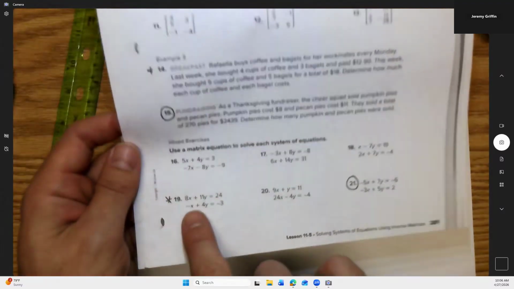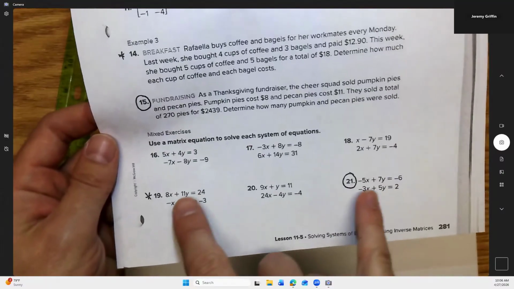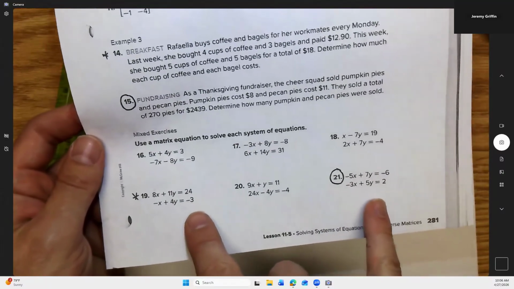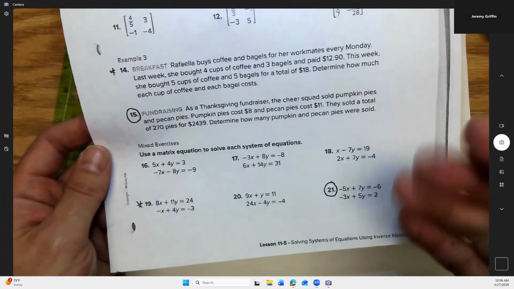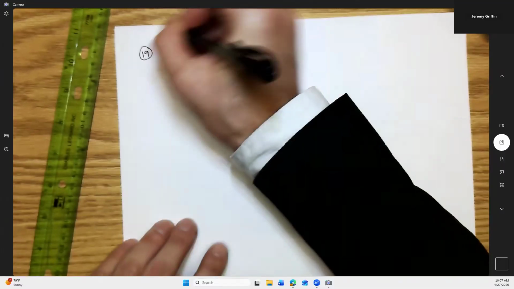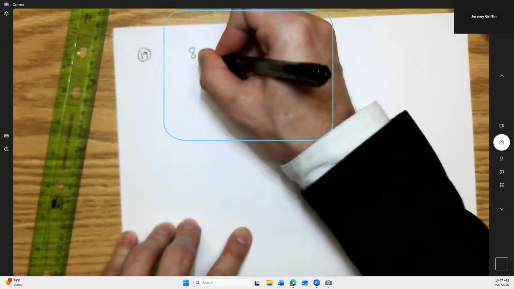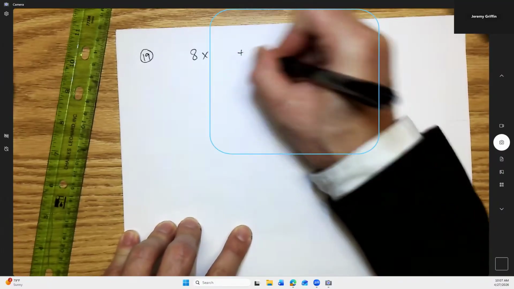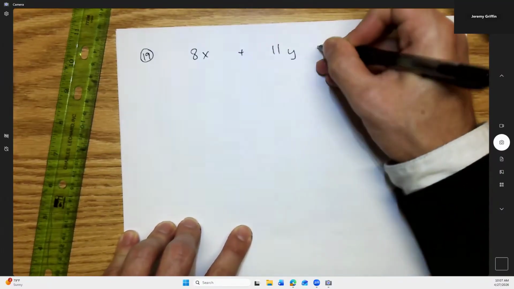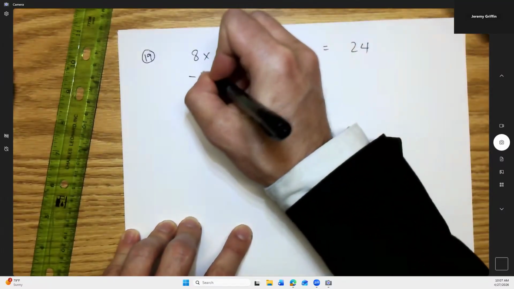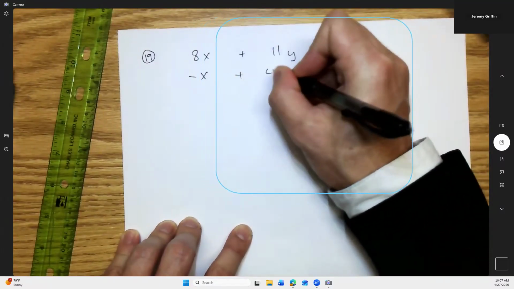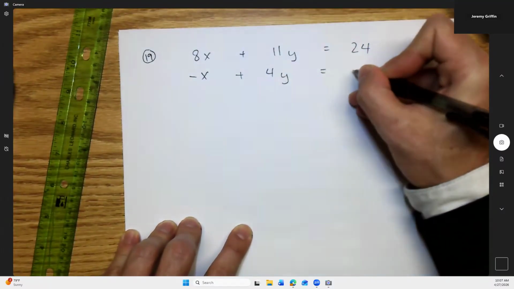All right, let's do one more here. So they have just a plain system of equations. These are a little more abstract, but I think this section is really what we just did, just without a story attached to it. It's the same idea. So number 19, I got the system of equations 8x plus 11y is 24, and -x plus 4y is -3.